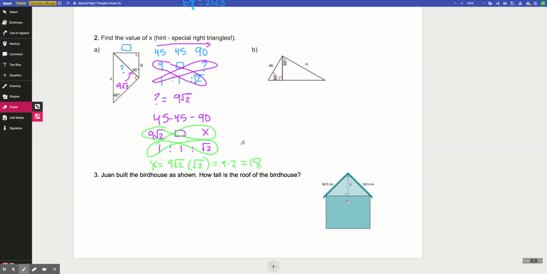Let's take a look at this diagram here. What a lot of people will try to do is a similar thing to what I did in the first one, and work through the 30, 60, 90 ratio multiple times in order to find their missing value. But you don't actually have to do that, okay?